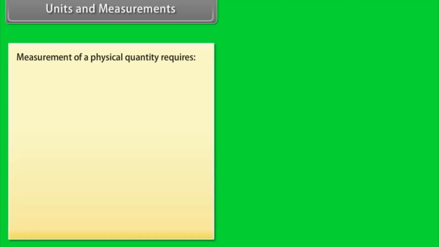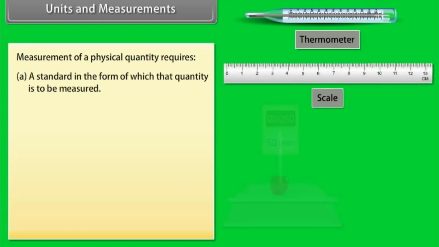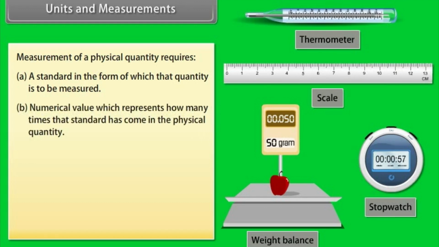Units and measurements. Measurement plays a very vital role in the study of physics. Measurement of a physical quantity requires: A, a standard in the form of which the quantity is to be measured. B, a numerical value which represents how many times that standard has come in the physical quantity.